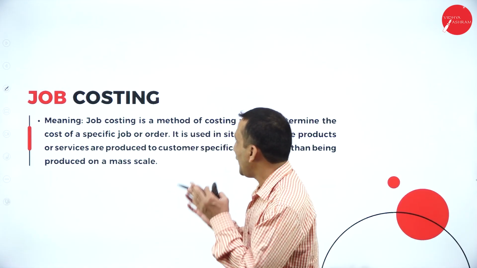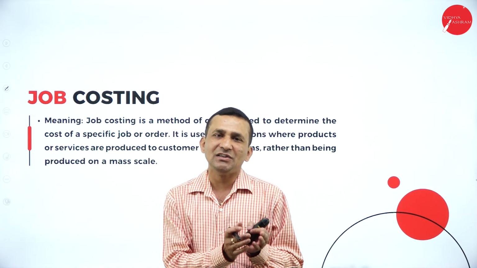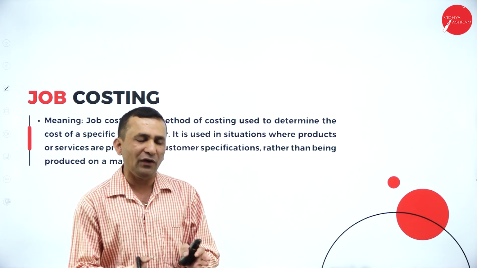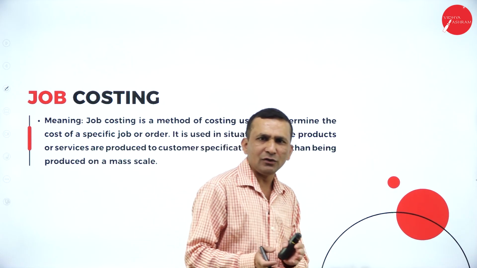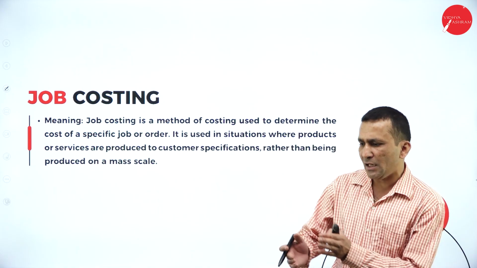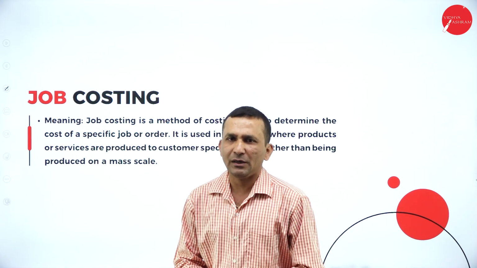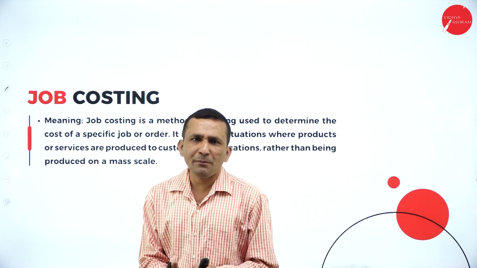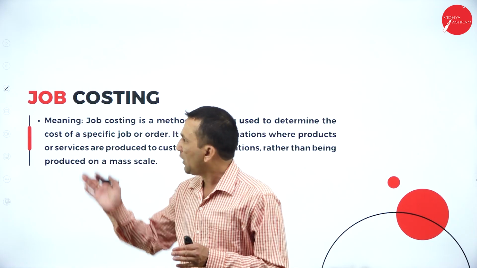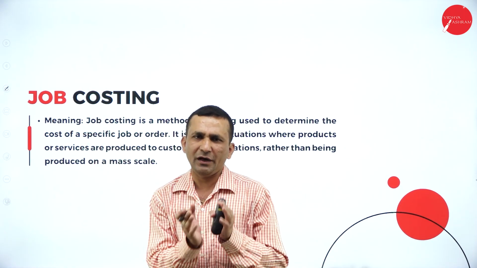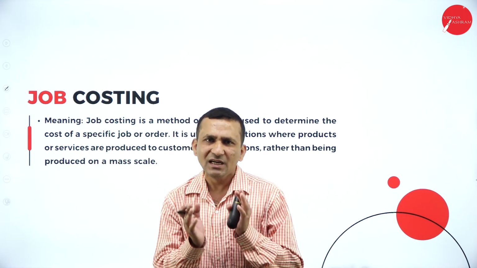Moving forward, job costing applies to each and every job. For example, take a furniture enterprise, which prepares different products based on customer requirements. Each and every product goes through job costing. One specific task we call a job.